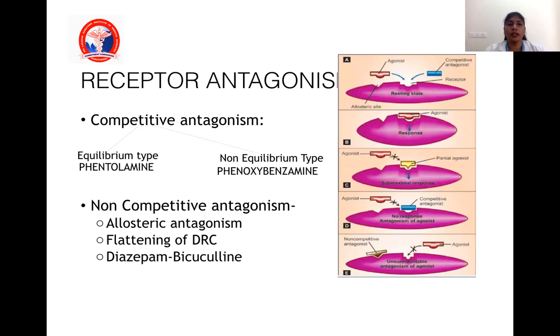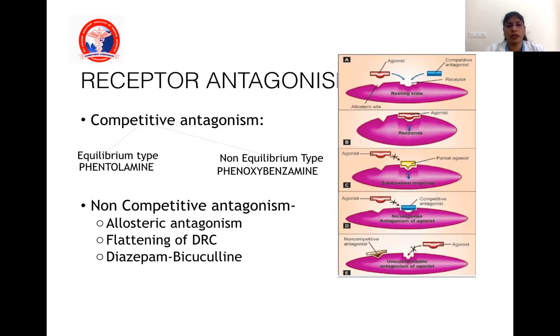Okay. Competitive antagonism happens when some molecules or antagonists go and compete for the receptor binding site and produce no effect, no response. Okay. That is competitive antagonism. You have two types of competitive antagonism, the equilibrium type and the non-equilibrium type. An example for the equilibrium type is phentolamine. For the non-equilibrium type, we have phenoxybenzamine. Okay. So this is how the activity happens.